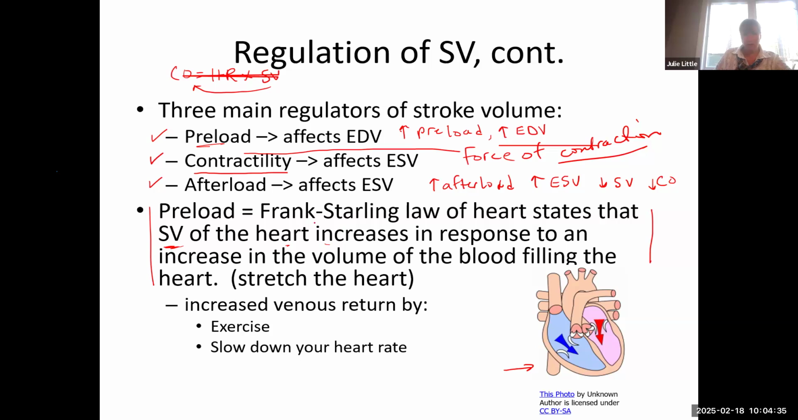Let's talk about this Frank-Starling law of the heart. It says that stroke volume is going to increase if you increase venous return. And venous return is increased by exercise or slowing down your heart rate.